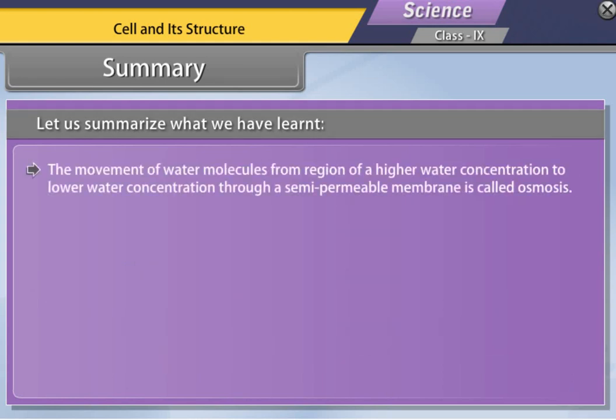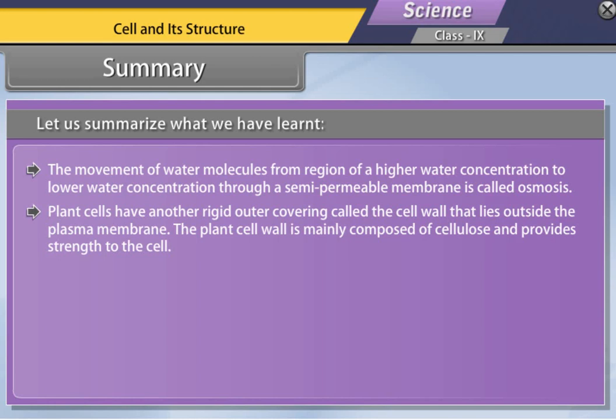The movement of water molecules from a region of higher water concentration to lower water concentration through a semi-permeable membrane is called osmosis. Plant cells have another rigid outer covering called the cell wall that lies outside the plasma membrane. The plant cell wall is mainly composed of cellulose and provides strength to the cell.